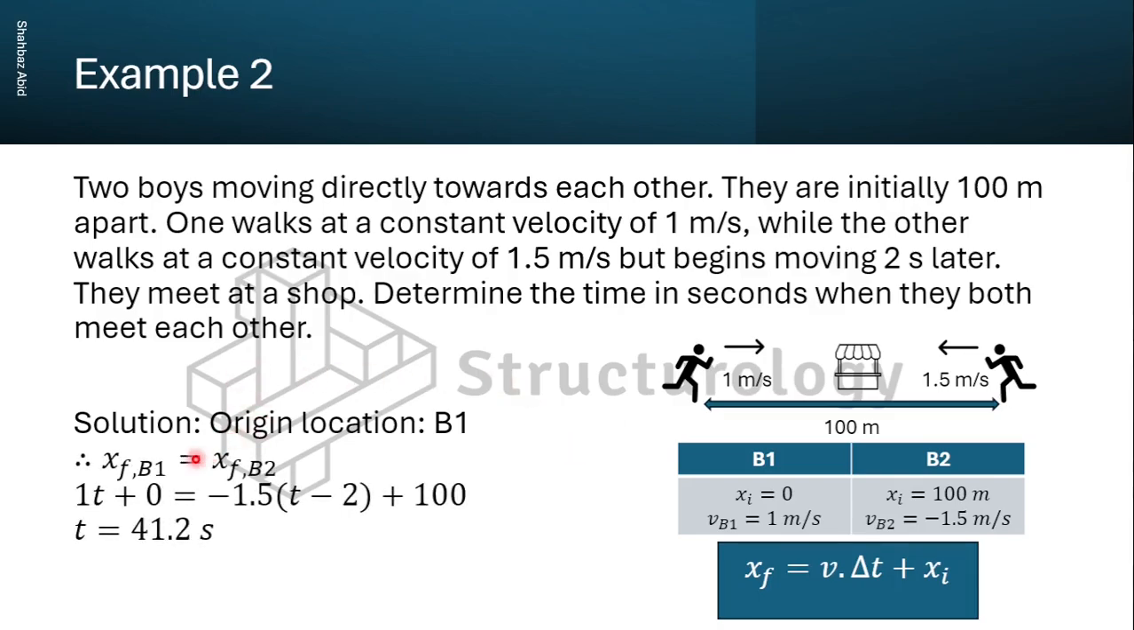So again, the final position of B1 is equal to the final position of B2. So it's going to be velocity of B1, which is 1, times t plus 0 is equal to negative 1.5 velocity times final time minus the initial time of B2, plus 100, which is the initial position. So solving this problem, we are going to get the time equal to 41.2 seconds.